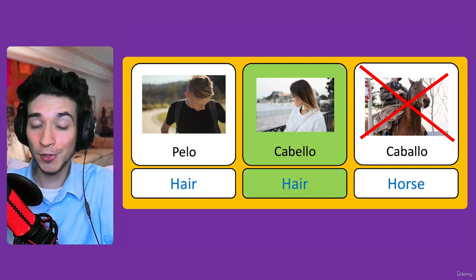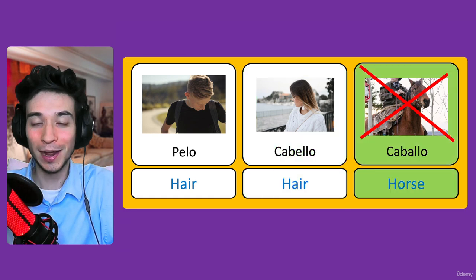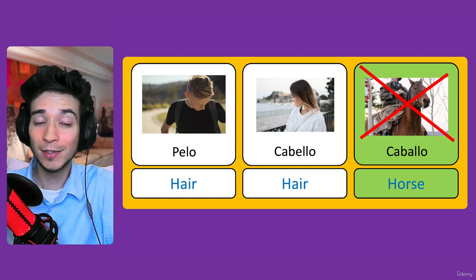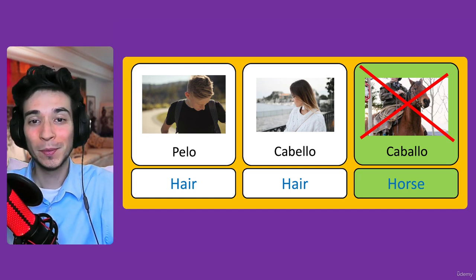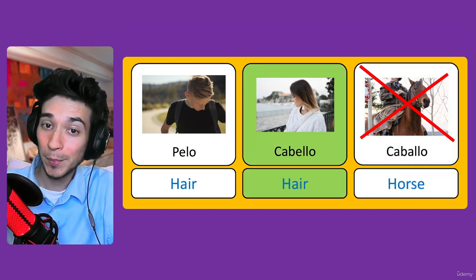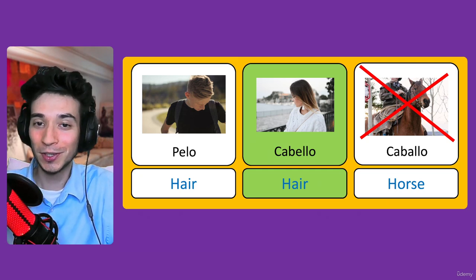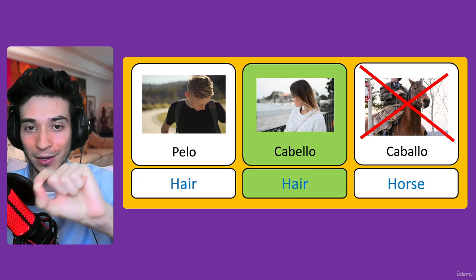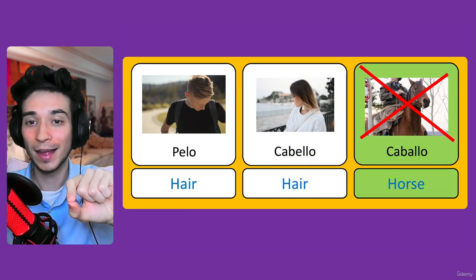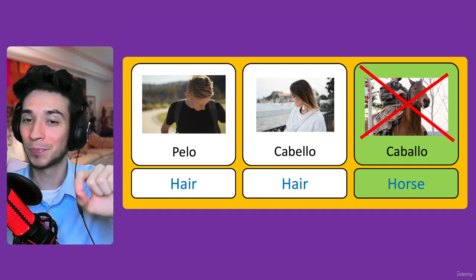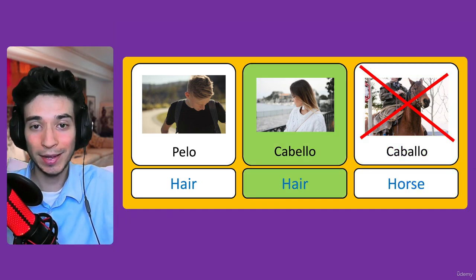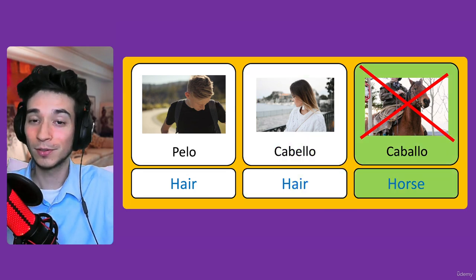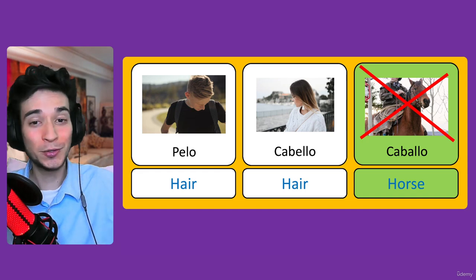And there's also another word that a lot of people get wrong, which is the word caballo. Caballo means horse. But some people tend to confuse it with cabello, which means hair, because they're very, very similar. So make sure you know the difference. Cabello has the letter E. Caballo has the letter A. It sounds super similar. Make sure you know this difference.